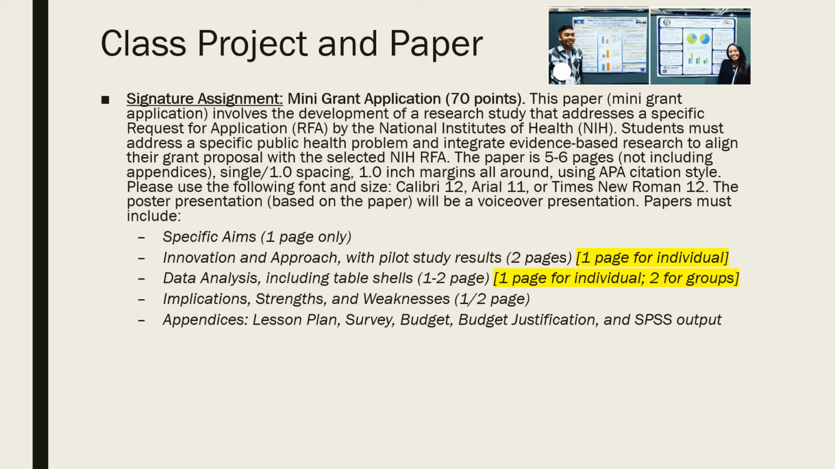Print out, all of them are online, but if you can have a paper copy of the survey, that way I can see it. So you're going to add all of these to your appendices. Of course, have your budget and budget justification, which we did in writing lab another week. And then have your SPSS output, even if it's just for descriptive statistics.